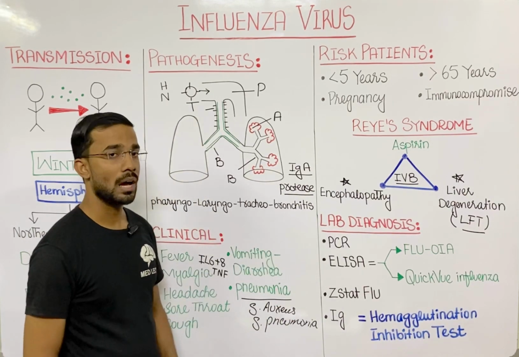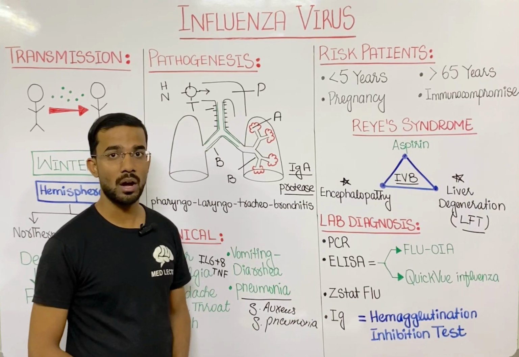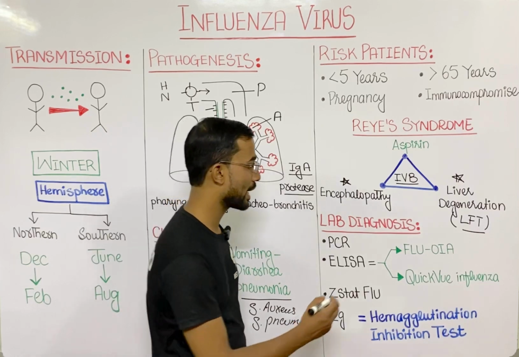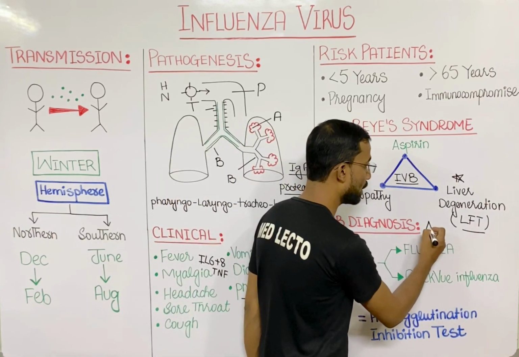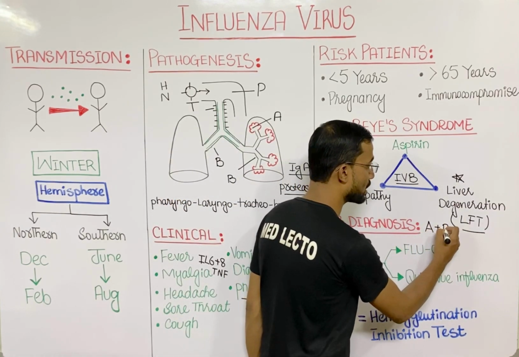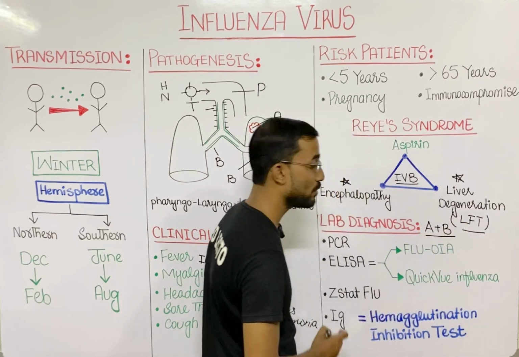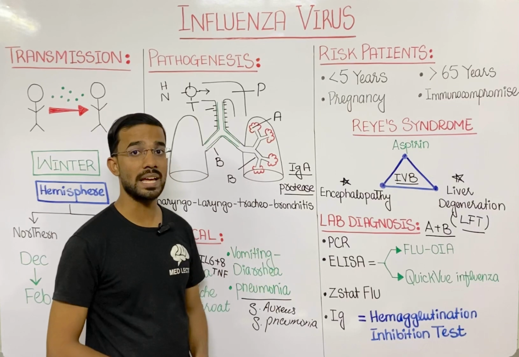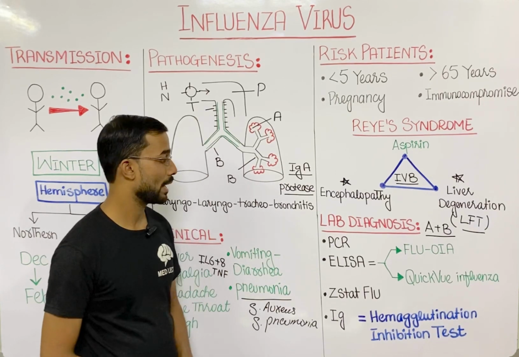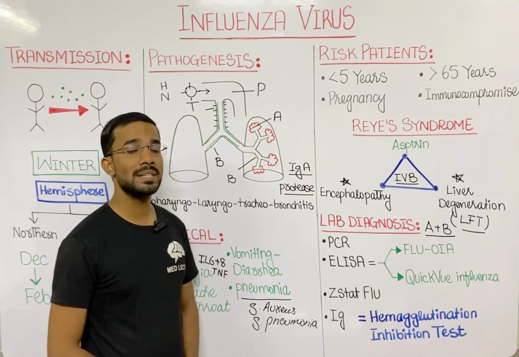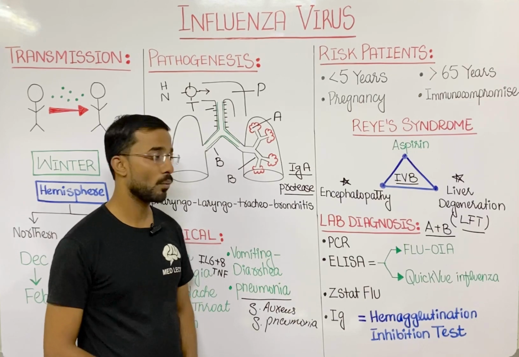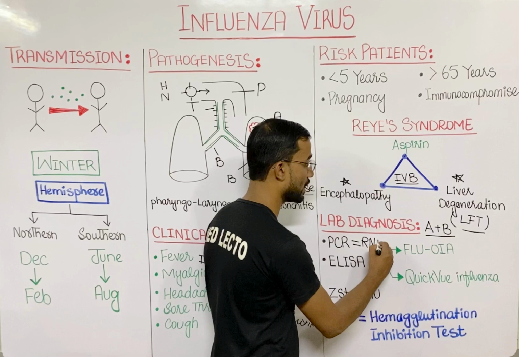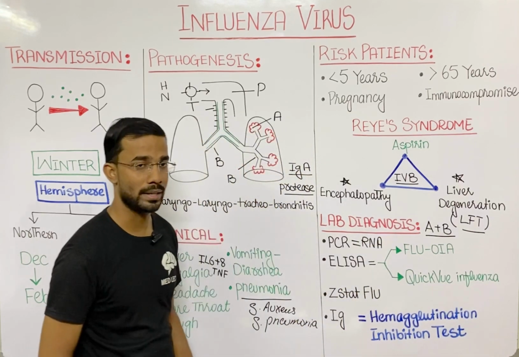Lab diagnosis, how will we detect the influenza virus? Most importantly, we clinically detect two types, influenza virus A and influenza virus B. Influenza virus A is more dangerous because it causes pandemics. We can detect it through PCR, polymerase chain reaction. We can detect the RNA of the influenza virus because it's actually an RNA virus.